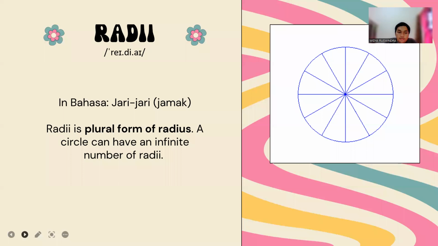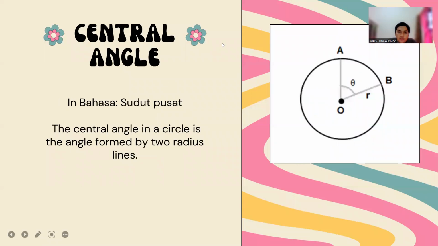Okay, next is central angle. In Indonesian, we say sudut pusat. The central angle in a circle is the angle formed by two radius lines from the center. So this is a central angle. We have the center point to the radius line. This is the first line, and this is the second line. We have theta, and we have radius.